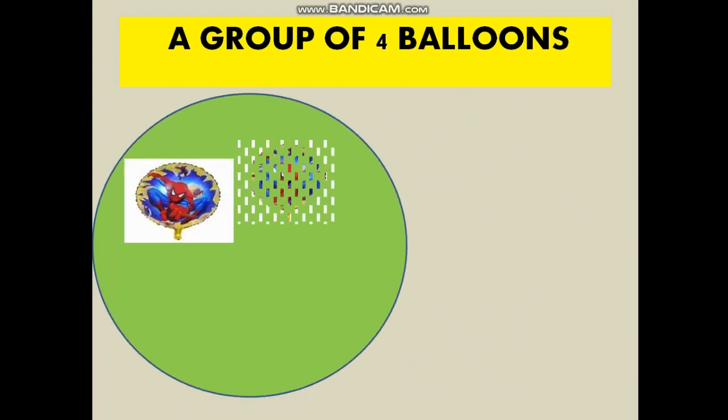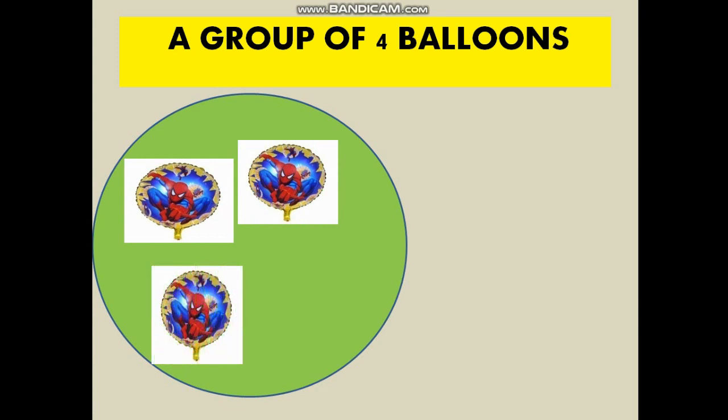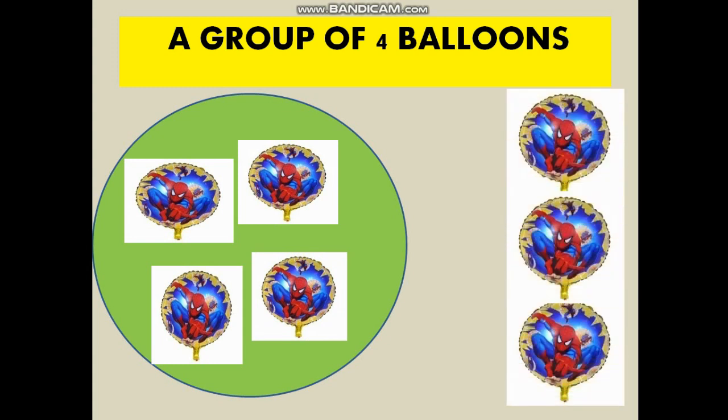1, 2, I repeat, 3, 4. 4 balloons are in a group, and the rest of the balloons are outside. So how many balloons are outside? 1, 2 and 3. 3 balloons are outside the group. What will we have next?